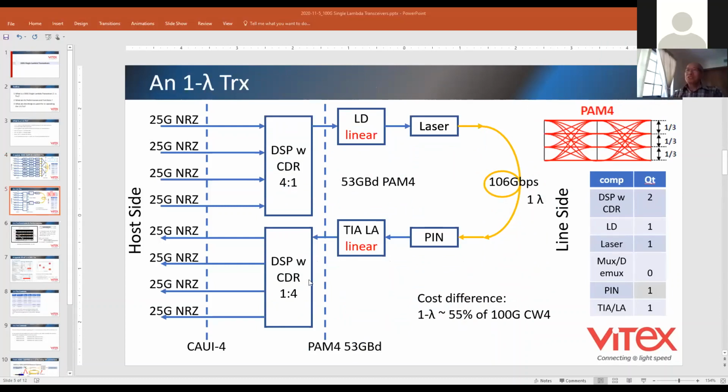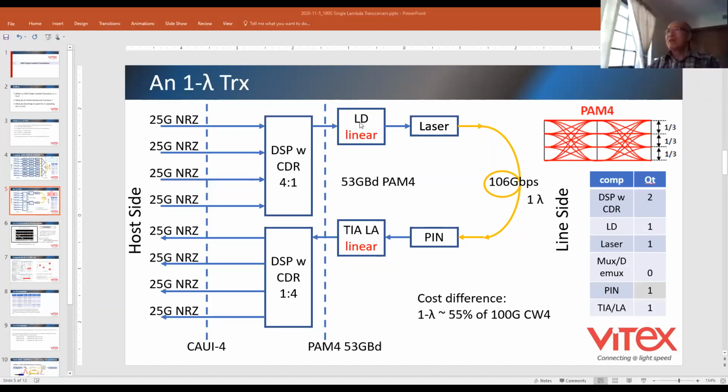The next page shows the single lambda, and again, on the host side is 25G NRZ, 4 channels, but it goes into a DSP with a conversion ratio of 4:1. So it converts into 53 gigabaud PAM4, which is equivalent to 106 gigabits per second. And again, it's only one laser, so we call it single lambda, coming back into a PIN detector and going through a TIA and DSP.